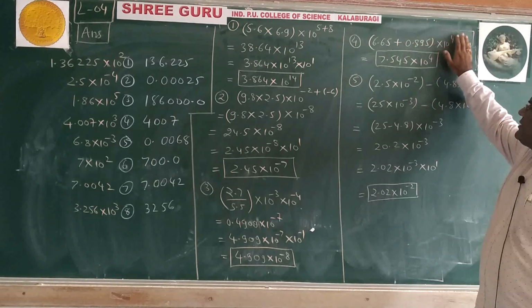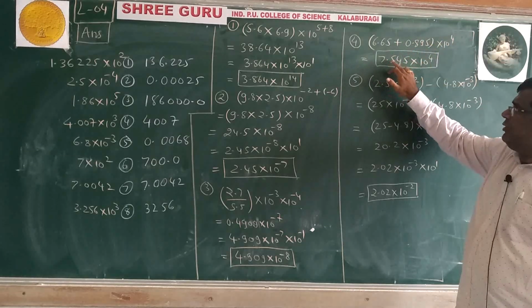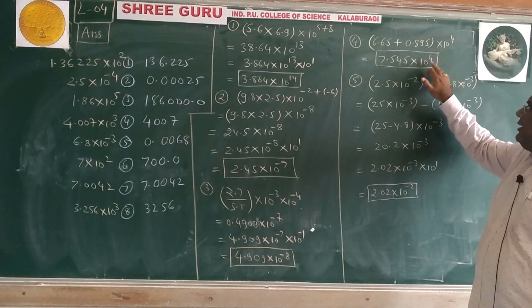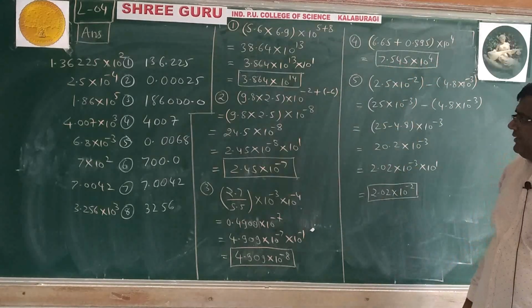I have taken 10 raised to plus 4 as a common. I have added these two things. It becomes 7.545 into 10 raised to plus 4 as it is. No need to shift this decimal point anywhere because already it is in the scientific notation.